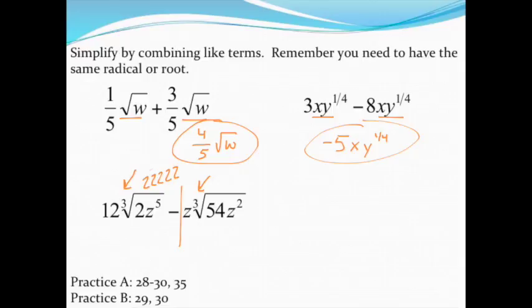Looking at it that way, I can see, yeah, I do have a set of 3 z's, so they get to be taken out. So in front of this, I'm going to have 12, and then that set of z's that got out. What's left over inside is the cube root of 2. That's not getting out of jail. And then notice I had 2 z's left over that did not make it out of jail, so z squared. Okay, that piece is simplified.